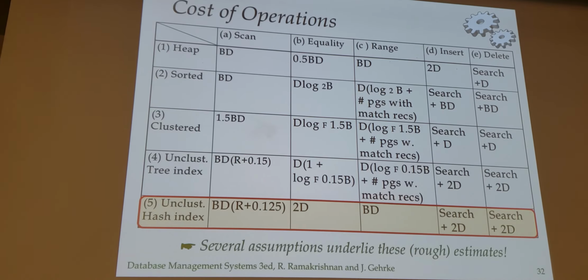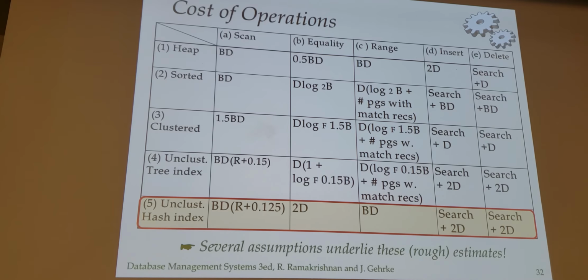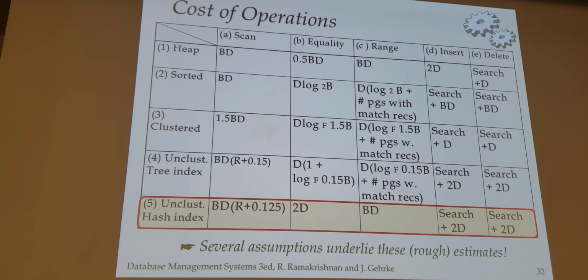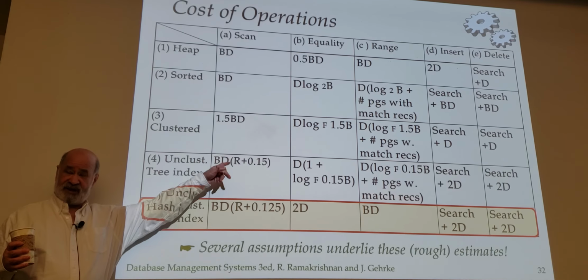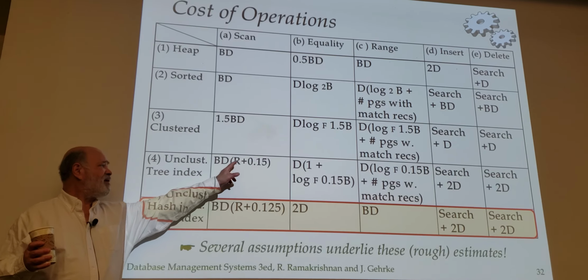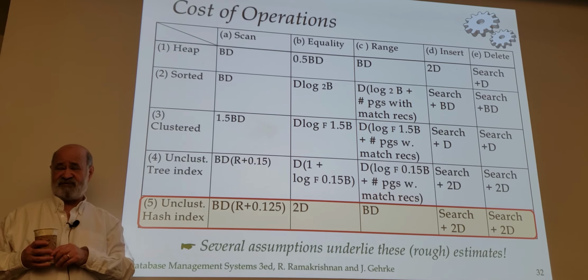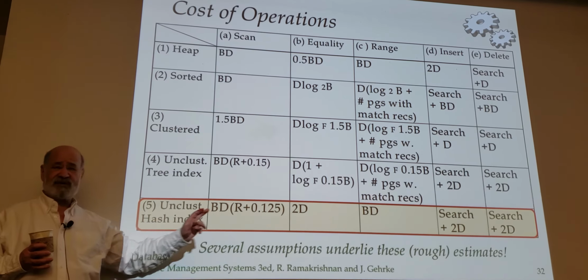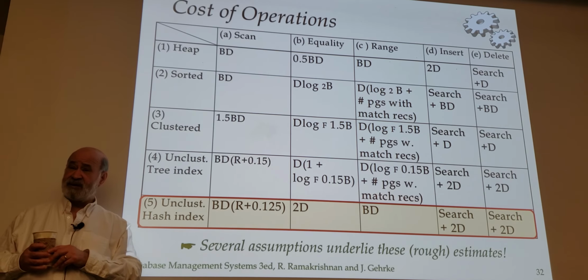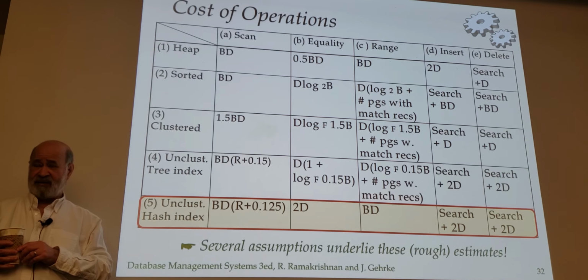What do I have to do to walk through this hash index completely? I'm walking through all the buckets. And there's also, what does it take to be able to get the records? Just as the 0.15 over here was what I had to multiply with BD, 0.15 times BD is the number of pages that I had in the leaves of the unclustered index. And here it's going to be 0.125 times B. And it gets multiplied by D because I'm always going out to the disk.